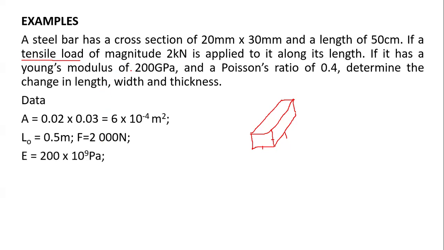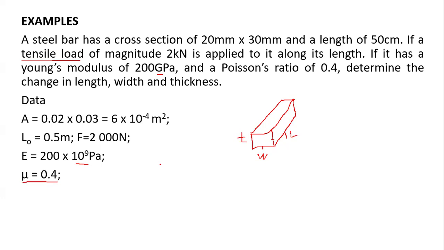Young's modulus is 200 gigapascals. So the giga represents 10 raised to power 9. So you write 200 times 10 raised to power 9. You've converted, and it can now remain in pascals. All is well. Poisson's ratio, 0.4. So there you have it. So what do we need to find? We are asked to find the change in length, width, and thickness. This is the width, that is the thickness, and this is the length.